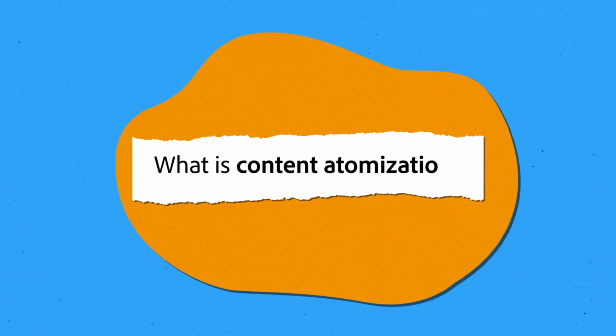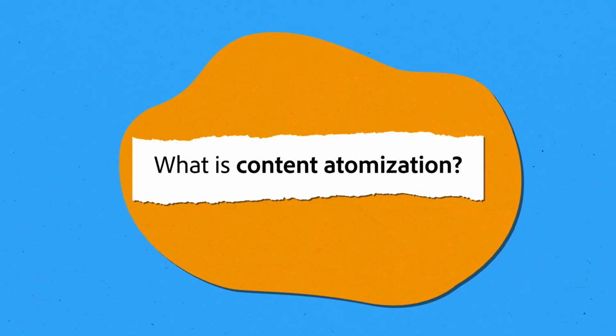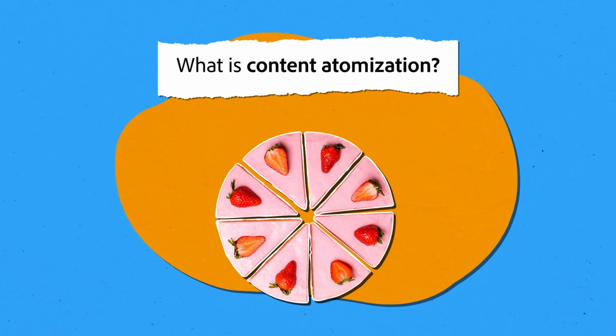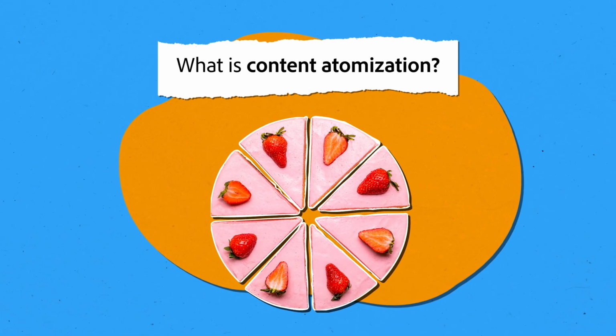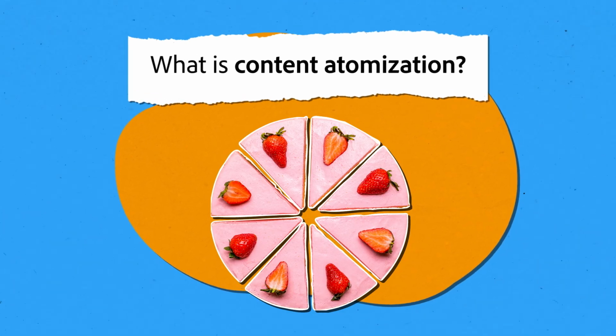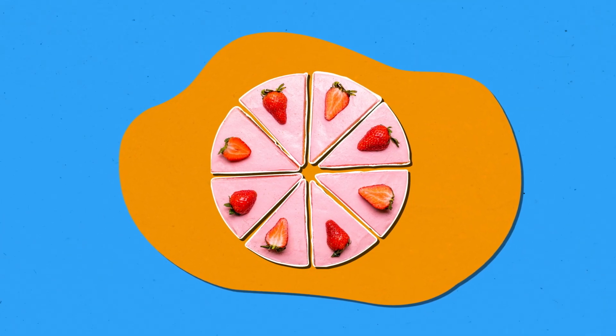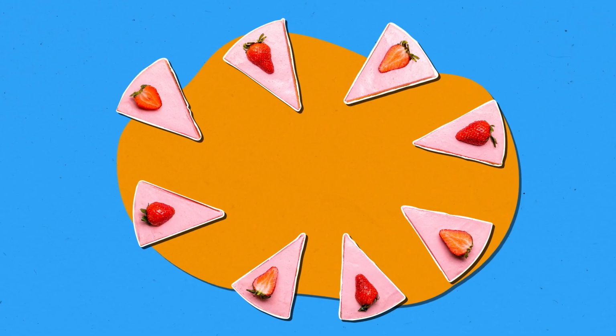What is content atomization? It's the process of taking a single high value piece of content and breaking it into smaller derivative pieces that can be shared across various platforms and tailored for different stages of the marketing funnel. Think of it like turning a whole cake into slices. Each slice is easier to share and consume, but it still carries the same delicious value as the whole.